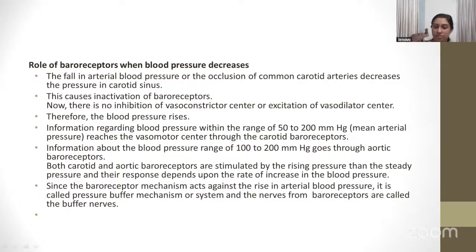Since these baroreceptors act in accordance with the pressure variations, they are called the pressure buffer mechanism or system, and the nerves from the baroreceptors are called buffer nerves. Because they are sensing the pressure difference and acting accordingly, they are called the pressure buffer system, and the nerves supplying these baroreceptors are called buffer nerves.